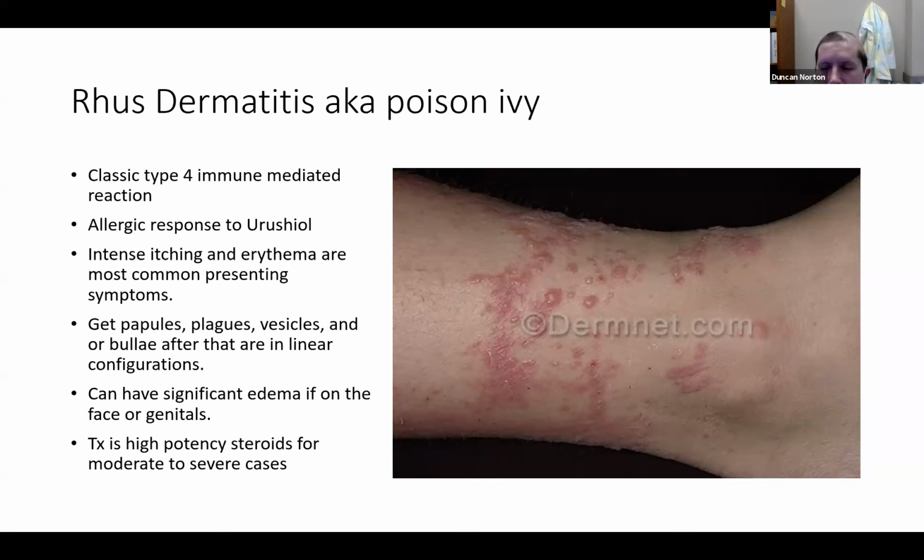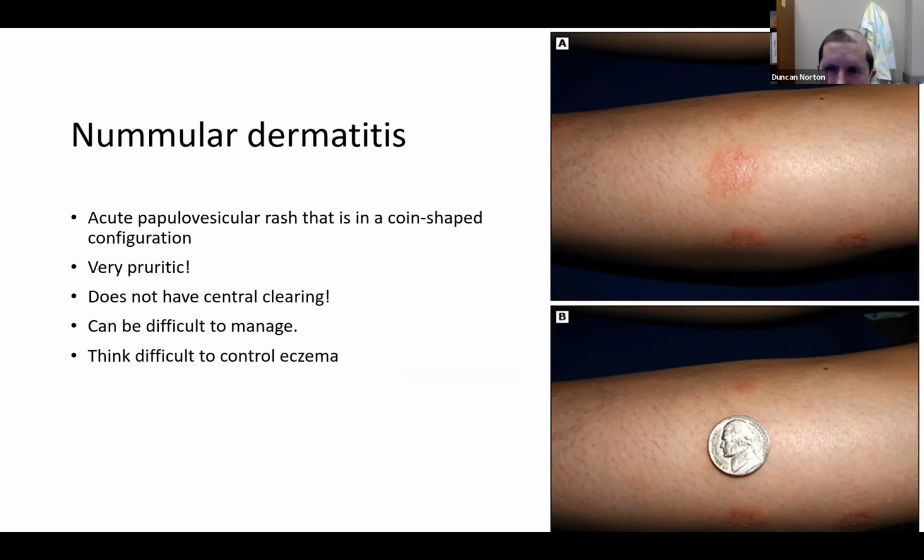Next is nummular dermatitis, nummular eczema. I'm not going to go into a whole bunch of atopic dermatitis just because we get a lot of that in clinic. But I wanted to talk about this one because this one can be a very difficult atopic dermatitis to control.